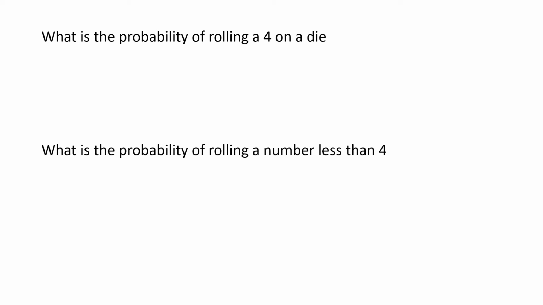So what I want over what I could get. On a die, I can get any one of those 6 faces. There is only 1 4 on a regular die, which means I have a 1 out of 6 chance, or the probability is 1 out of 6.